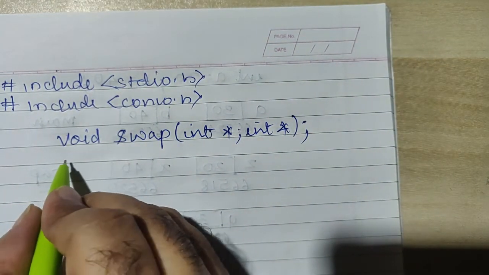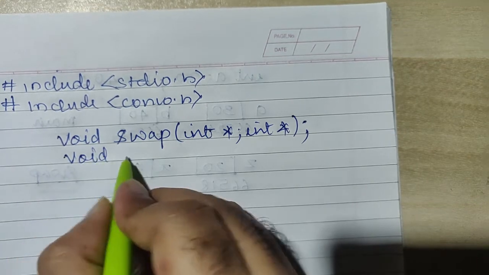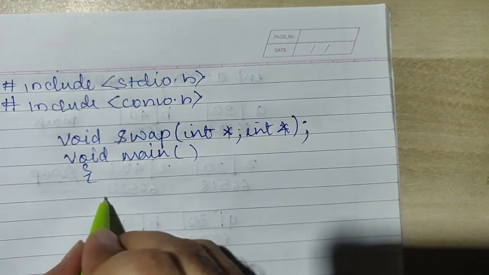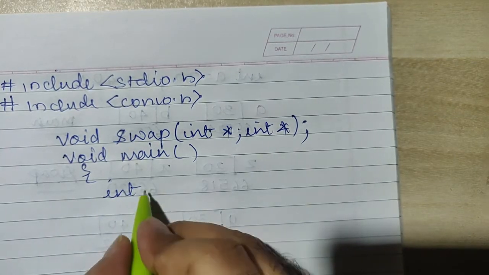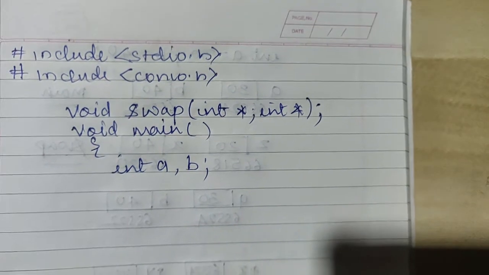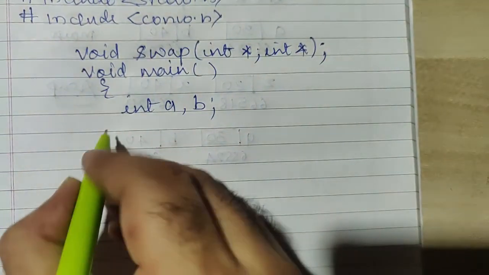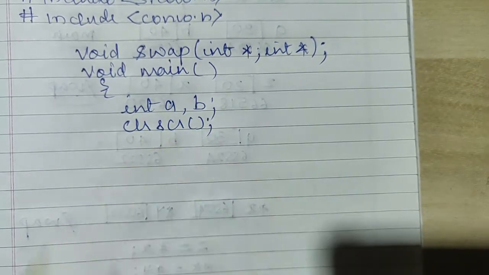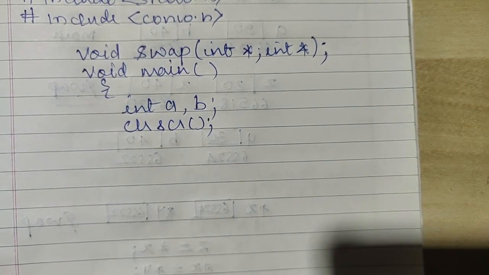Now starts the definition of main. So void main, I'll declare two variables, int a, b. Then come the normal statements, that is clrscr. This function is to erase the previous results.